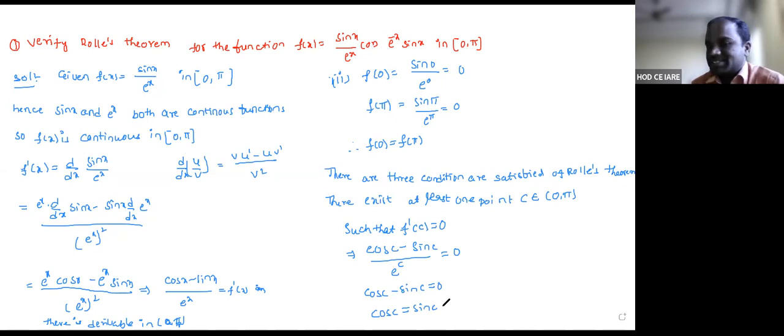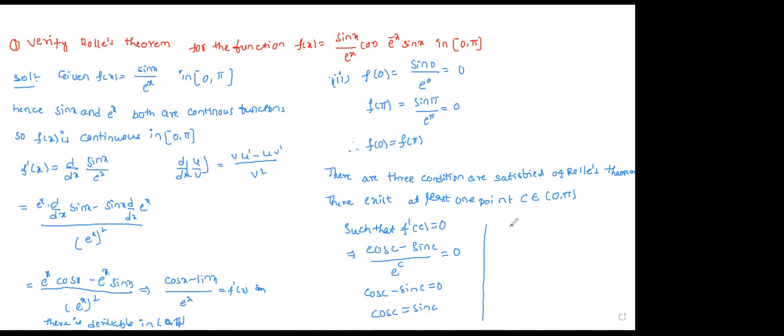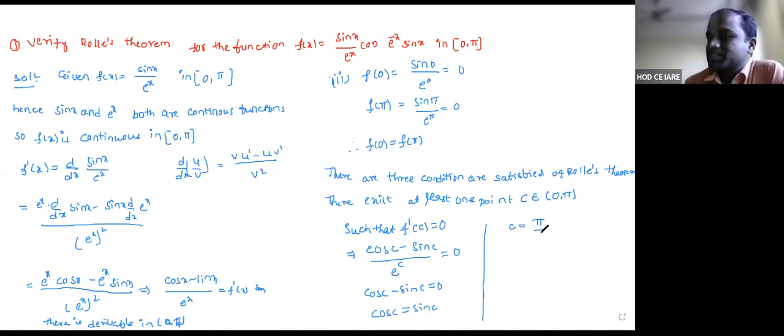When are sin and cos equal? At which angle are they equal, where the sin and cos ratio is one? That is c is equal to pi by 4, which belongs to the interval 0 comma pi. Therefore Rolle's theorem is verified.